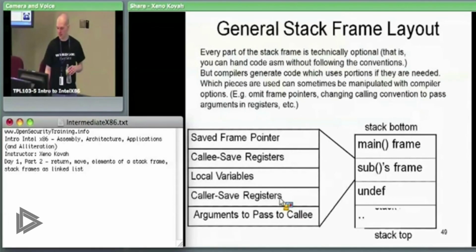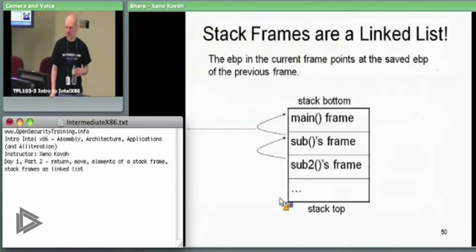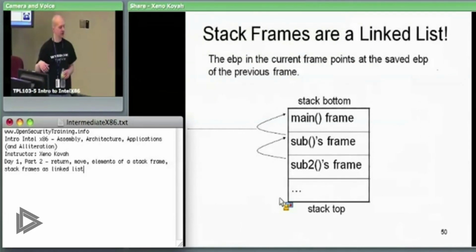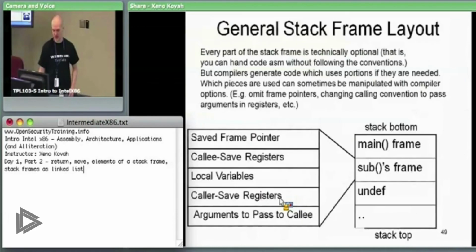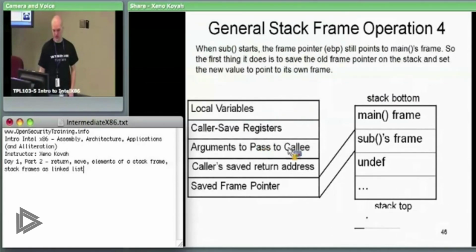But one other point I wanted to make here is that stack frames are actually organized as a linked list. So this EBP, this saved frame pointer that I was talking about, I said the first thing sub does is save the frame pointer of the previous frame, right? This used to be pointing at the top of that frame, and now we're saving it and putting the pointer to the top of our current frame. So it's essentially a backwards pointer to the top of the previous frame.